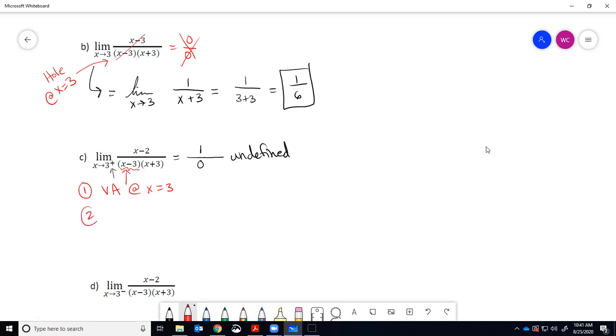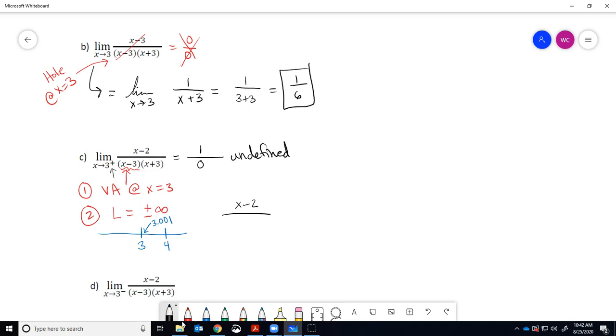Step number 2 is to remember, if you're approaching a vertical asymptote, what are your limit choices? You have to be approaching positive or negative infinity. Which one is it? Draw your number line. We're trying to approach 3 from the right. So who's after 3? Who's to the right of 3? 4. Pick a number really close to 3. So 3.001 maybe? Let's try and plug that into our function.